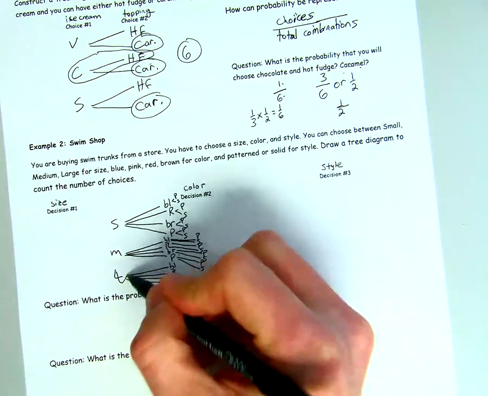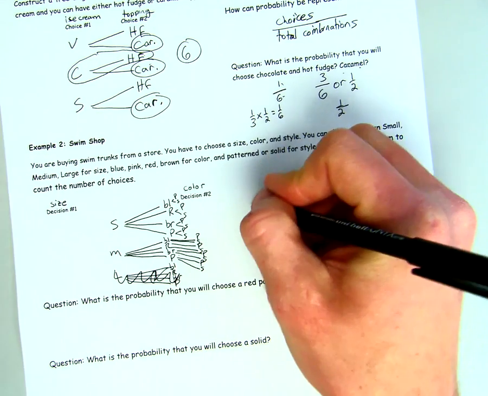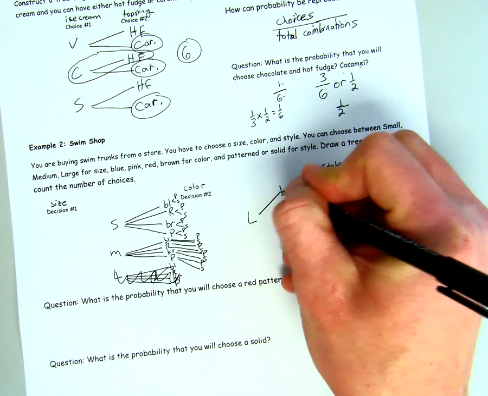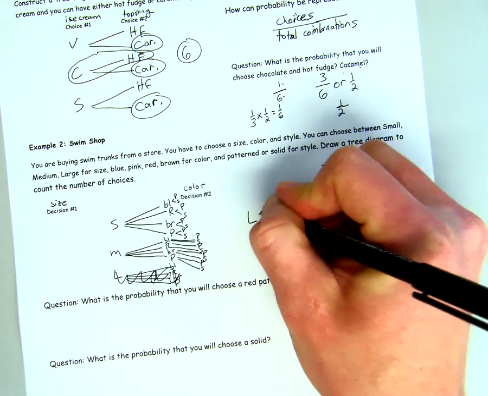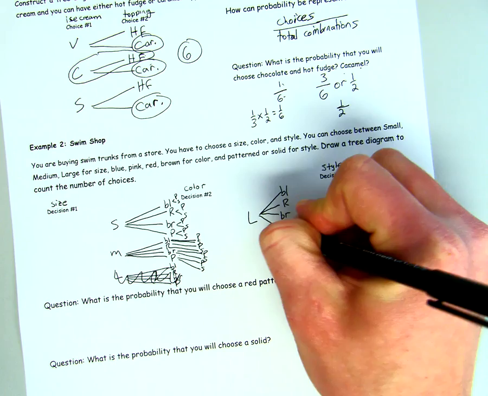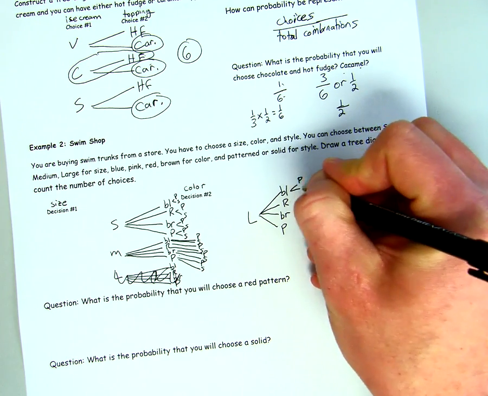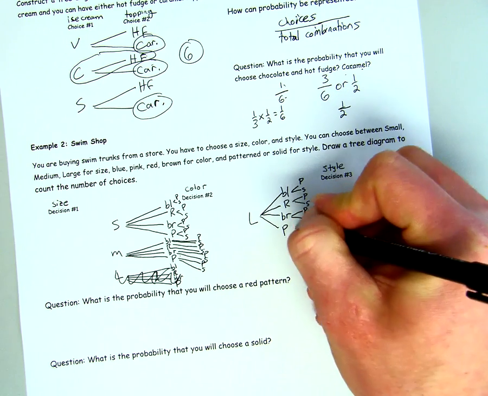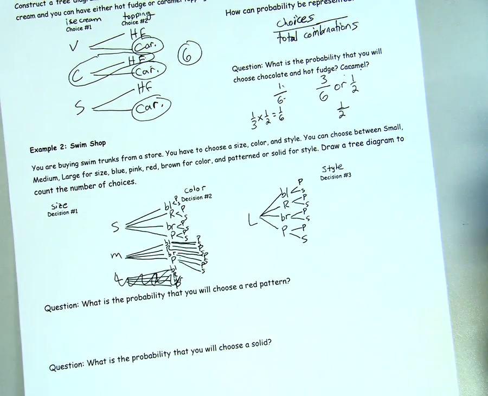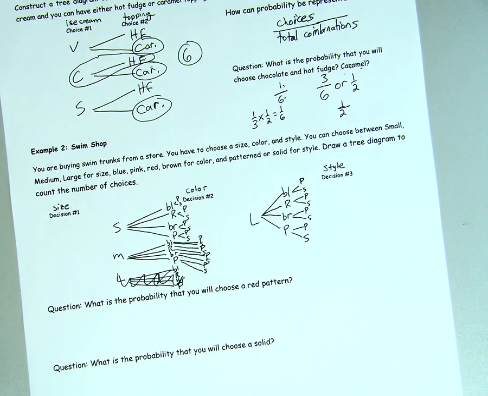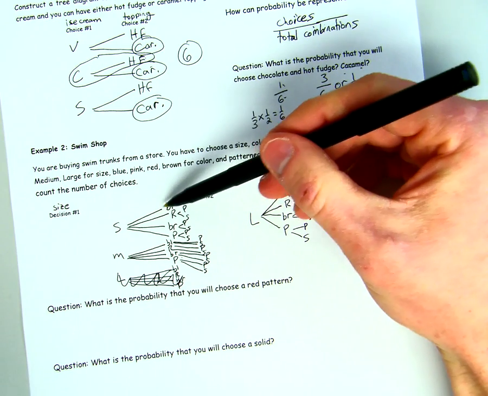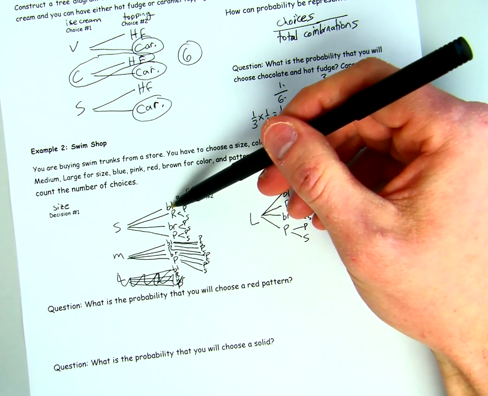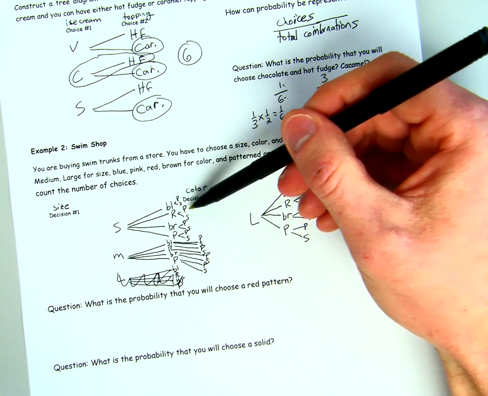I'm actually going to take this one. I'm going to redo this one over here, my large. Give myself some more space. Okay. So I should have, off of each size, 4 colors, and then off of each of those colors I should have 2 patterns come in as well.